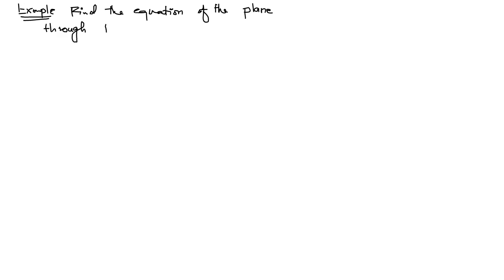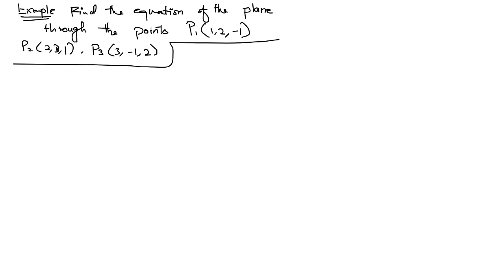Now another example is that if you have 3 points. Example: find the equation of the plane through the points. The points are given: P1 is 1, 2 and -1, the second point P2 is 2, 3 and 1, and the third point P3 is 3, -1 and 2. You have to find the equation of the plane.